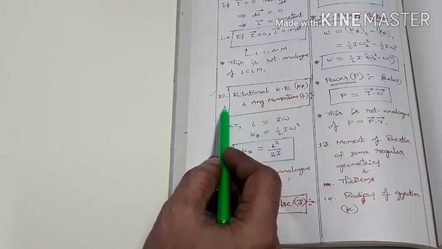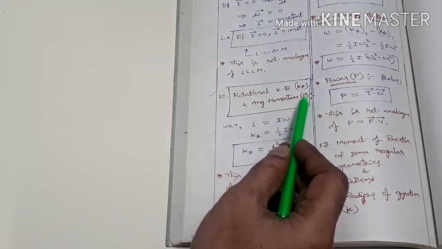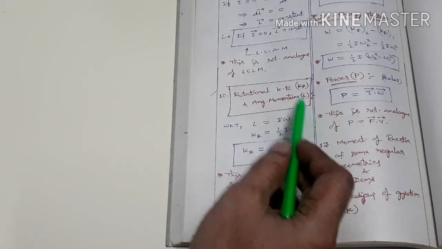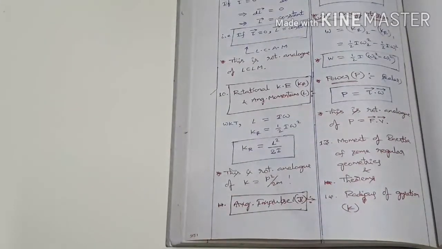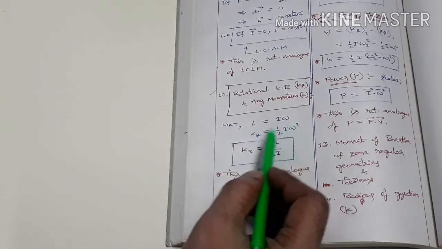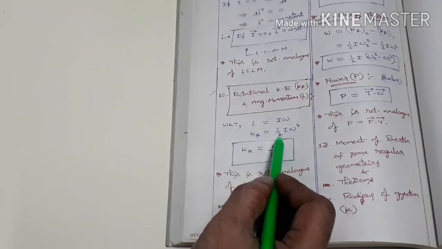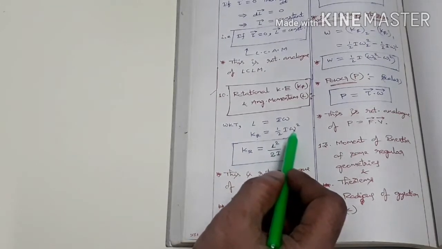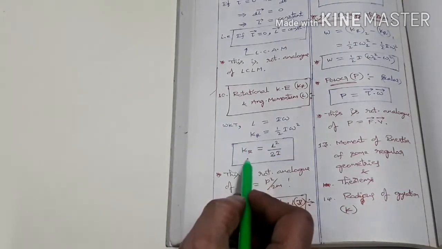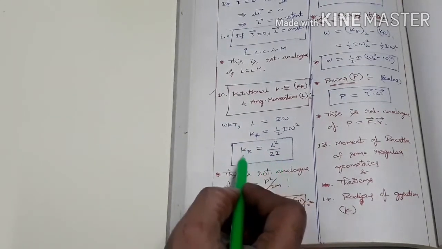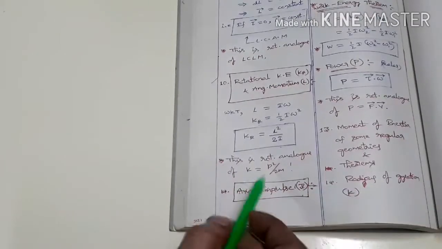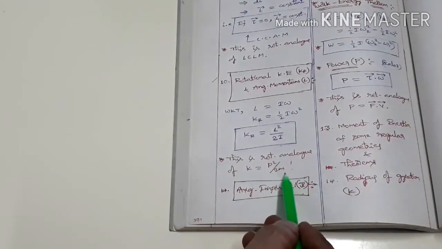Okay, next, the 10th one, rotational kinetic energy Kr and angular momentum L. So kinetic energy and linear momentum P. Similarly here, kinetic energy and angular momentum, L equal to I omega. So rotational kinetic energy K equal to half I omega square. Therefore Kr equal to L square by 2I. In linear motion K equal to P square by 2m. So here Kr equal to L square by 2I. This is the rotational analog of K equal to P square by 2m.